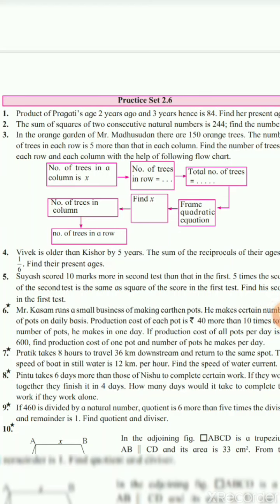The fifth example is: Suya scored 10 marks more in the second test than in the first test. 5 times the score of the second test is the same as the square of the score in the first test. Find the scores in his first test.